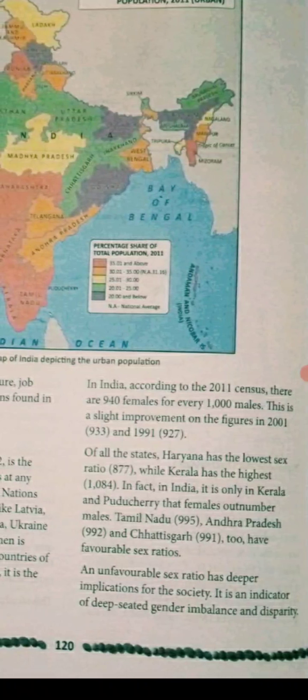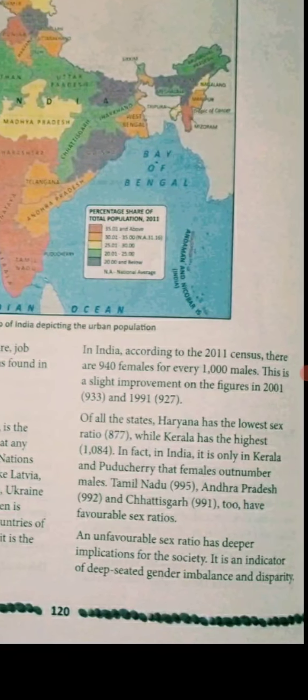A favorable sex ratio not only shows that the number of females is more than, or proportionate to, males; it also shows the condition of females. If the number of females is more, it means the condition of females is better in the society. That's why they are growing up. So it also shows the socio-cultural setup of the society.